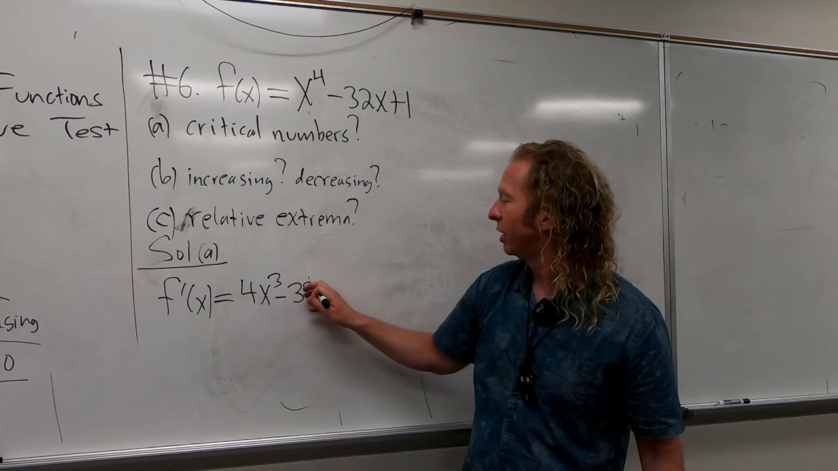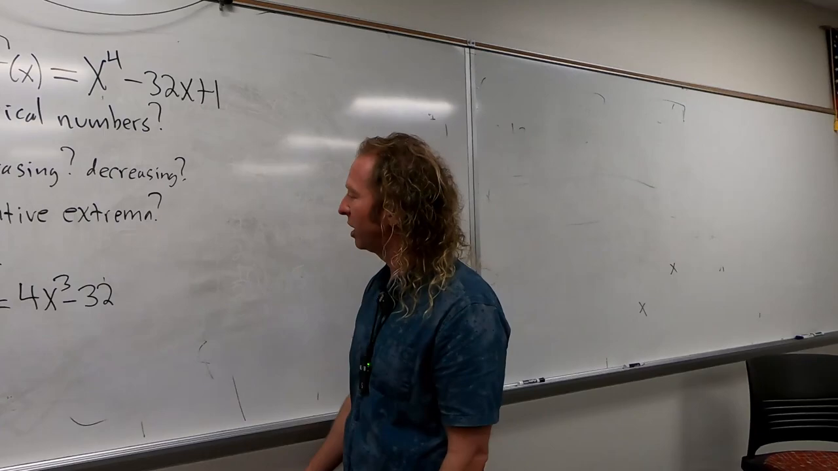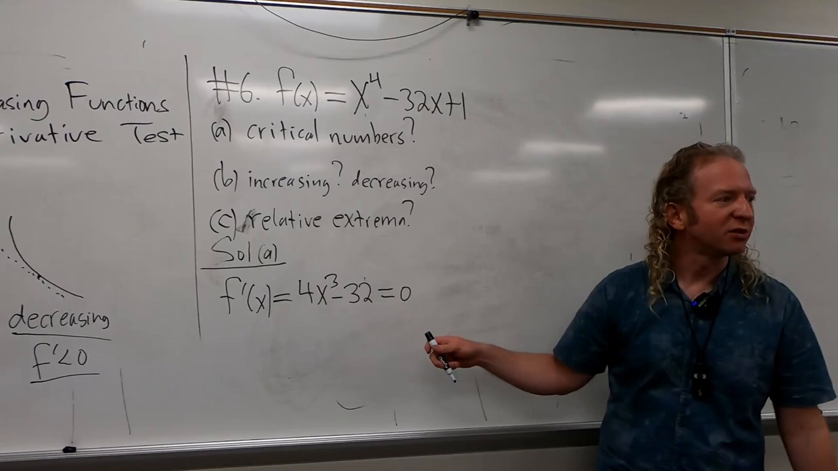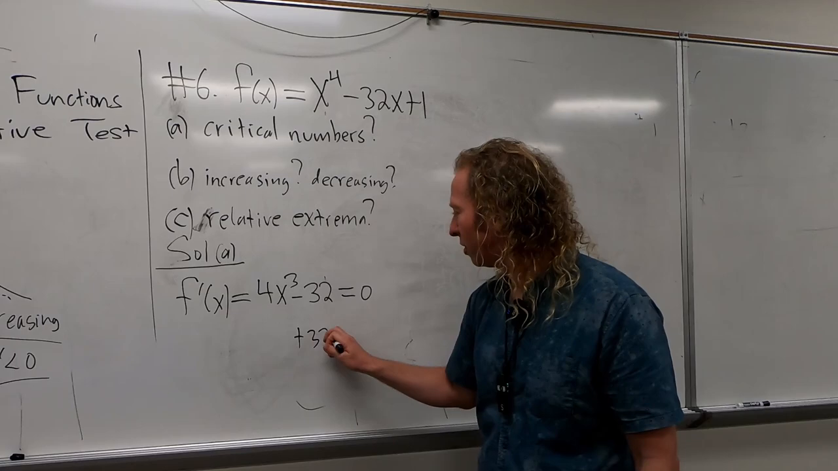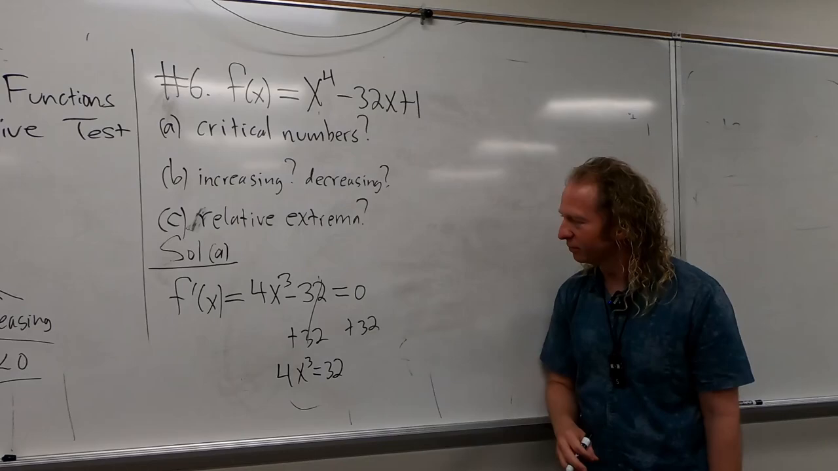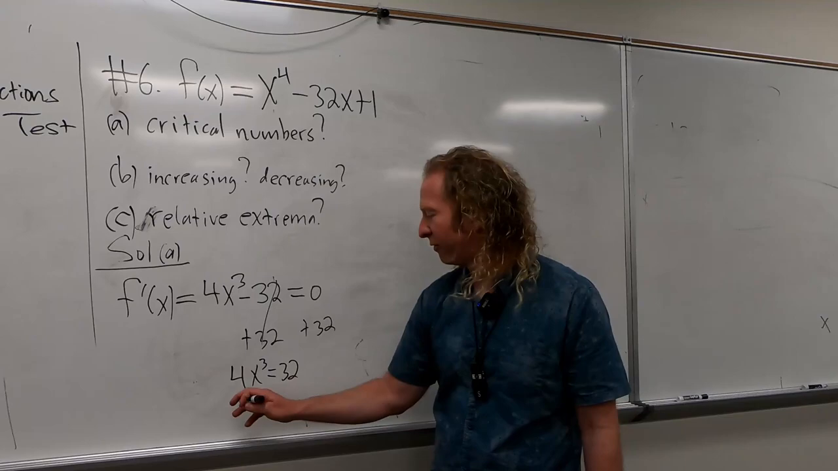Yep. And you check to see if it's undefined. I don't think it is. It looks okay. And then we set that equal to 0. So that's the first step. Take the derivative, set it equal to 0. Now we have to solve this for x. So maybe we can add the 32 to both sides. Plus 32, plus 32. I don't want to cross that out because I want to keep that. So 4x, okay, I'll do it. 4x cubed equals 32. And I guess now maybe divide by 4, right? Divide by 4.